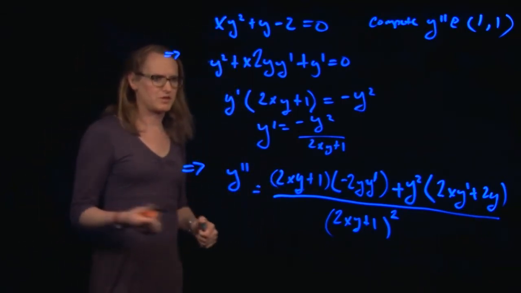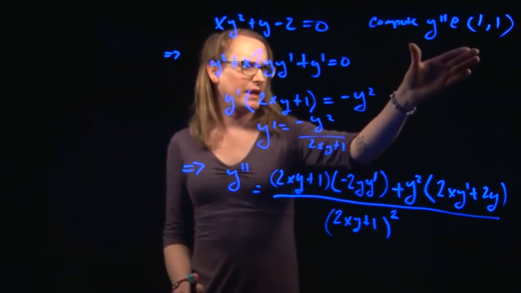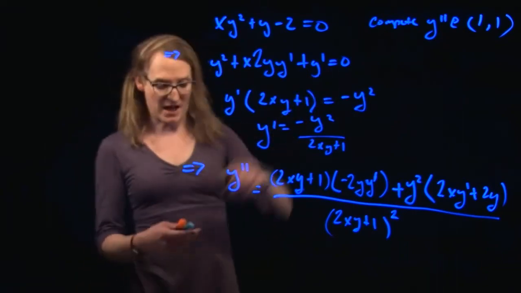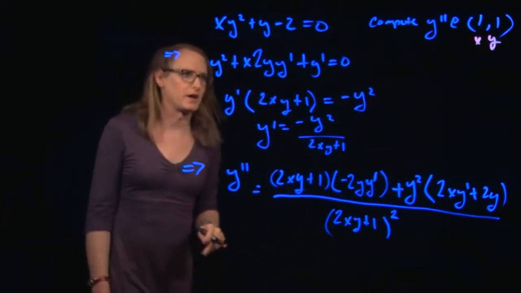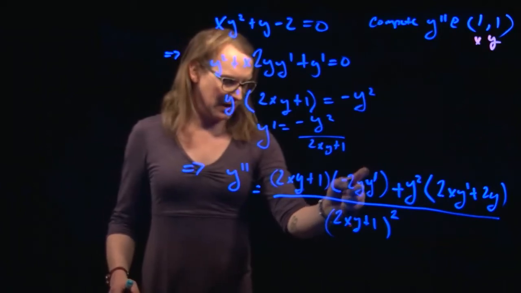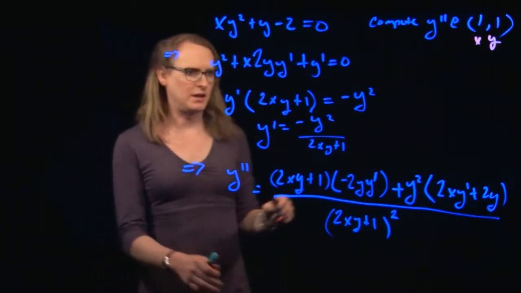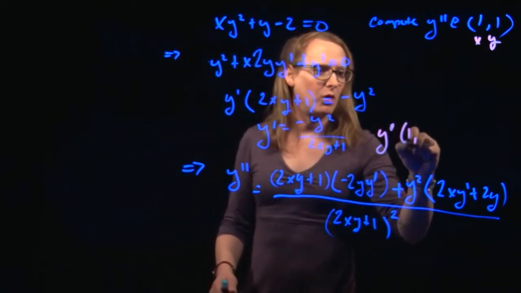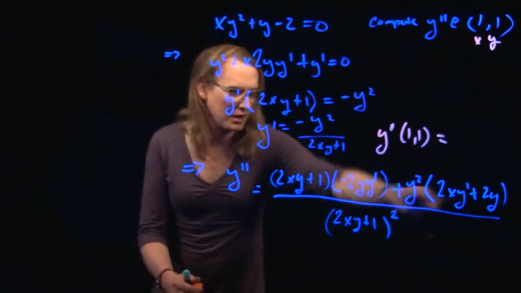Alrighty. So I've got this expression for y double prime, and I want to evaluate this thing at 1, 1. So I have my x and my y values, right? X is 1, y is 1. Okay, cool. So that takes care of all of these things, except that I need the value of y prime also. So we need y prime at 1, 1 in order to plug it in for this y prime. It appears there also.